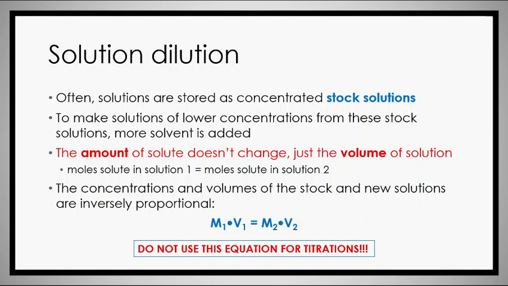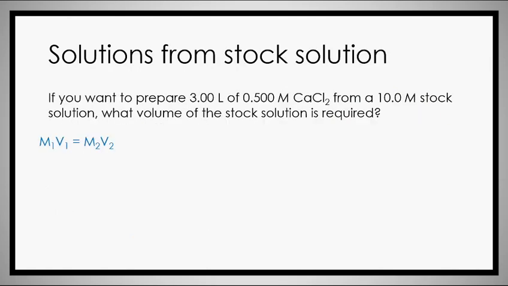And so one time you can use it, like I said, is for dilutions. Say that I want to prepare 3.00 liters of 0.5 molarity calcium chloride from a 10 molarity stock solution. I want to know what the volume of the stock solution is required for this process. We can use M1V1 equals M2V2 because nowhere in this question am I saying that I'm adding more calcium chloride. All I'm saying is I need to figure out how much water to add.